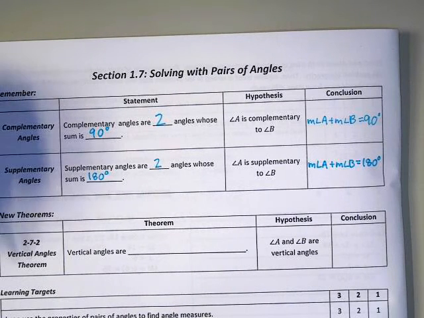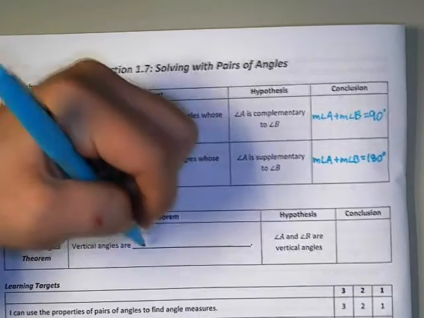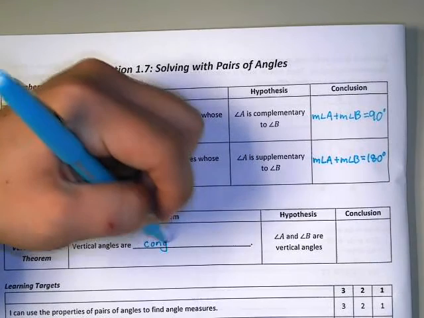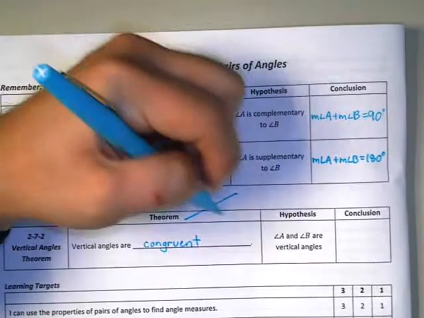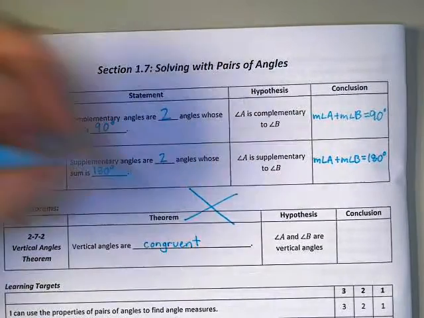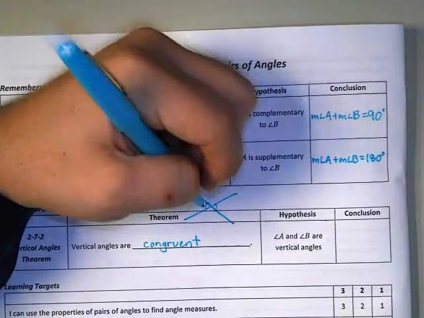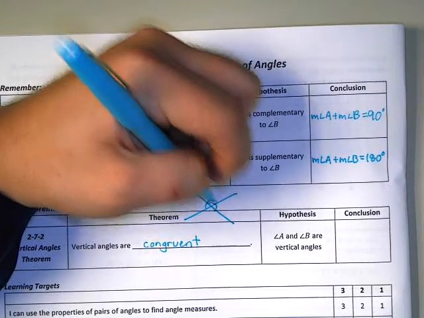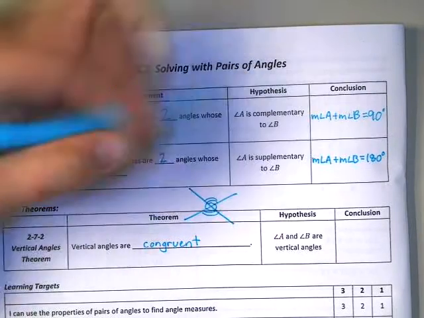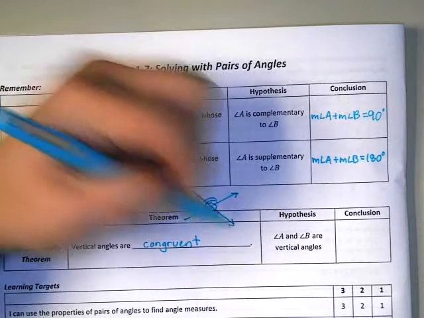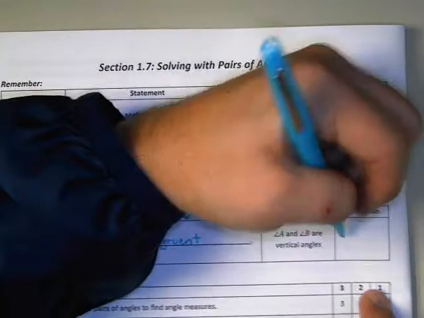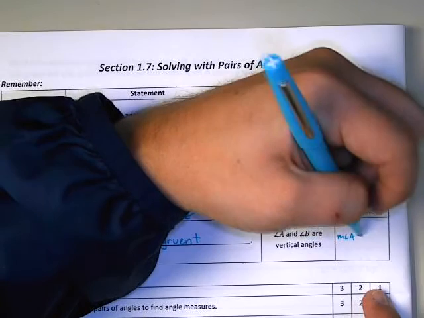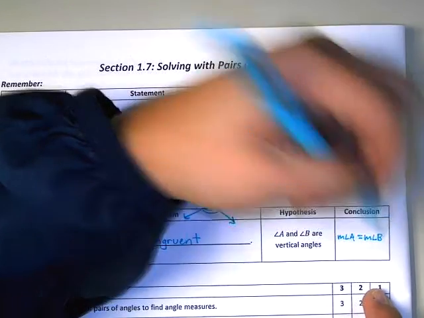We also have vertical angles. We know that vertical angles are, and we're going to use the word congruent here. This is kind of a new concept. Hopefully you understand that when I draw in two lines, the angles directly across from each other, whether it's left-right or up-down, those angles are congruent to one another. So now I know that the measure of angle A is equal to the measure of angle B.